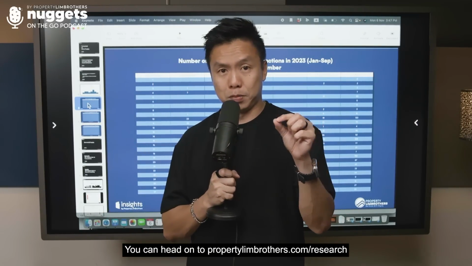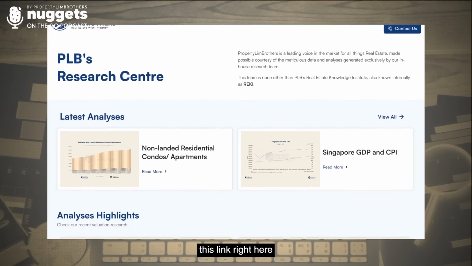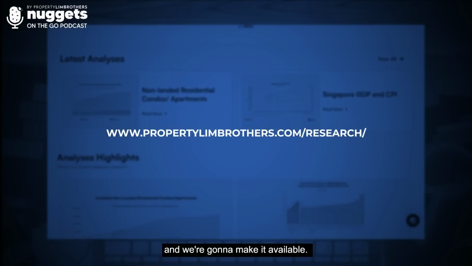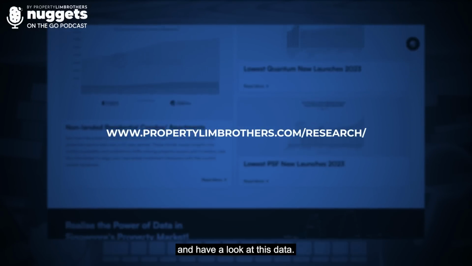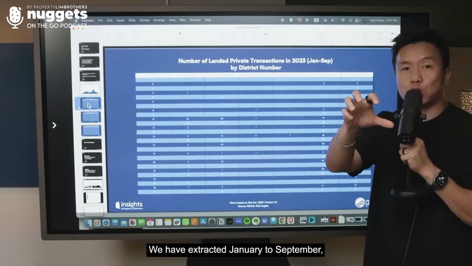You can head on to propertybuzz.com/this link right here, and we're going to make it available. From that page, you'll be able to access some of the charts that we have and have a look at this data.